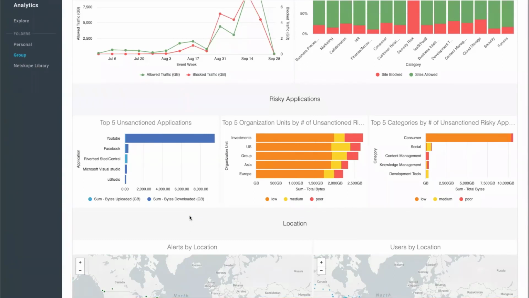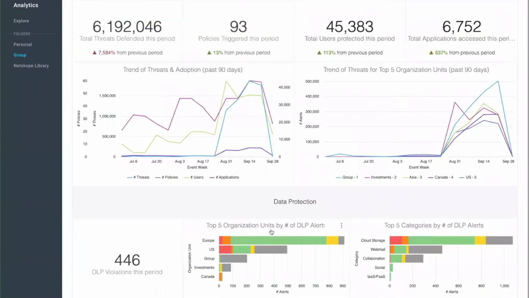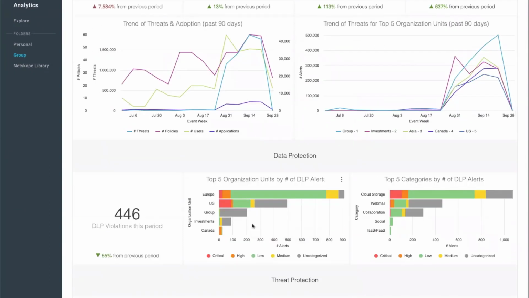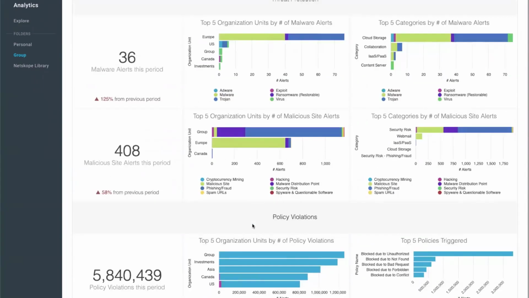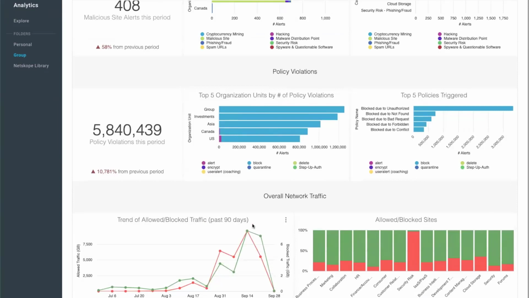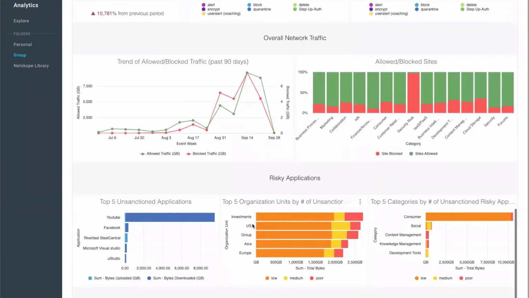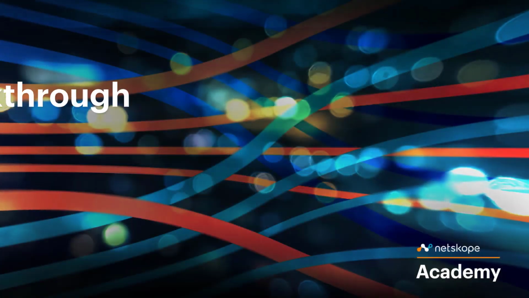So that's the CISO dashboard with a focus on the OUs, broken down based on the high-level numbers, showing the value to the CISO of the Netskope technology. Looking at data protection, so breaking this down into specific DLP alerts based on the OUs and also the categories. Threat protection across malware and malicious sites. Looking at policy violations, showing what policies are working and which policies perhaps need tuning or reconfiguring. Looking at network traffic, high level for next-gen secure gateway customers, and also looking at risky applications and the locations of employees. Neil, this is great.